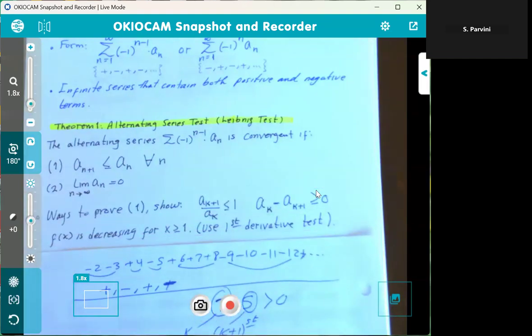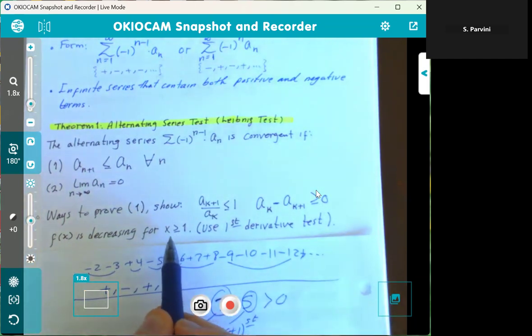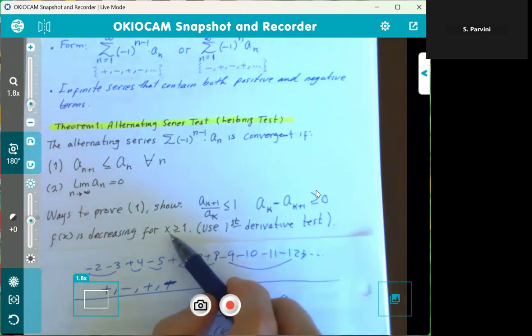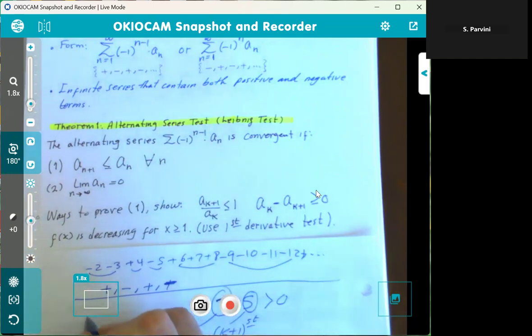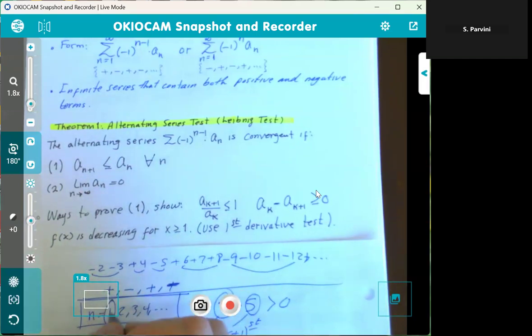Okay. The other way to do this, the decreasing business, is to show that f of x, the continuous version of the sequence, is decreasing for all x greater than or equal to 1. Again, remember, the reason we use x greater than or equal to 1 is because the set of natural numbers start with 1, 2, 3, 4, and so forth, right? So because natural numbers begin with 1, the continuous versions we always start with 1.